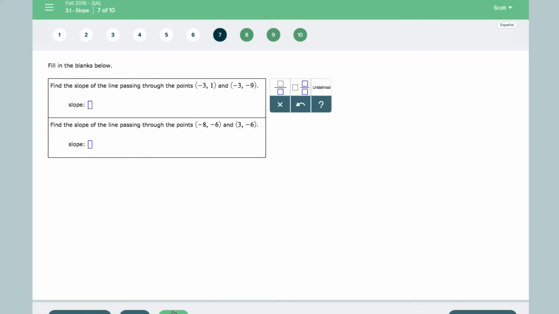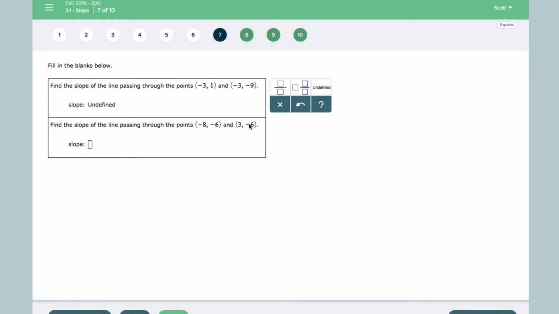Okay, same thing. Y minus y, x minus x. So I'll do this first one with you. It's going to be in a fraction, so what's y minus y? What's negative 9 minus 1? That would be negative 10 over what's x minus x? That would be 0. So that slope, you can't have 0 in the bottom. That slope would be undefined. Anytime you get a 0 on the bottom, it's undefined.